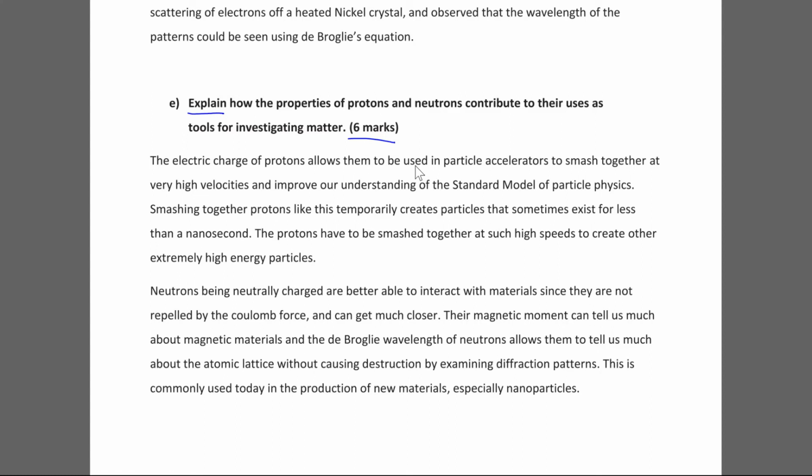Neutrons, on the other hand, are neutrally charged, so they don't interact with any electric fields. And they're better able to interact with materials since they are not repelled by the Coulomb force and can get much closer. They can get right into a nucleus and examine it and see what's going on. Their magnetic moment can tell us much about magnetic materials. And the de Broglie wavelength of a neutron, which is relatively small compared to an electron, allows them to tell us much about the atomic lattice without causing destruction by examining the diffraction patterns as they scatter away. This is commonly used today in the production of new materials, especially nanoparticles.